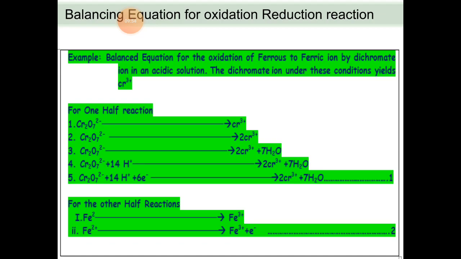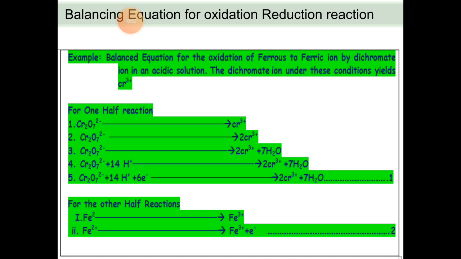Let me try to understand this with the help of an example that might be coming to your screen. How to balance an equation for the oxidation of ferrous to ferric ion by dichromate ion in acidic solution. The dichromate ion under these conditions yields chromium cation, the tripositive ion. So for step number 1, just see on the screen, we write down the reactant and product of the half reaction for the oxidizing agent changing into its reduced form, the dichromate ion into chromium cation, the tripositive ion, right?